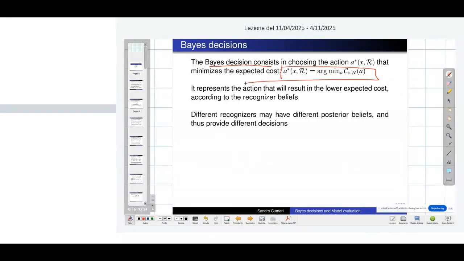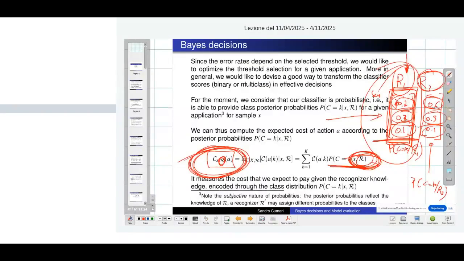For example, if I believe, as before, that if I take the umbrella with those probabilities, I expect to pay a cost of 1.15. If I don't take it, I expect to pay a cost of 2. Then my optimal decision is to take the umbrella, because the expected cost that I will pay for choosing the action is lower. So I will lose more if I don't take the umbrella.